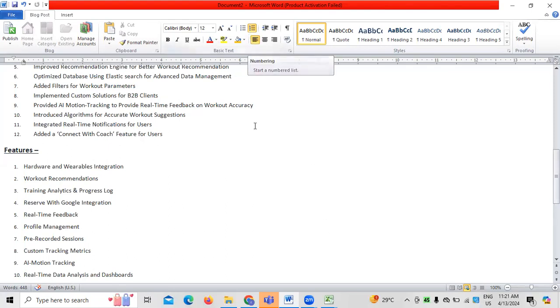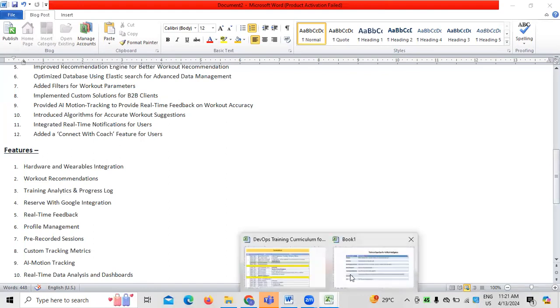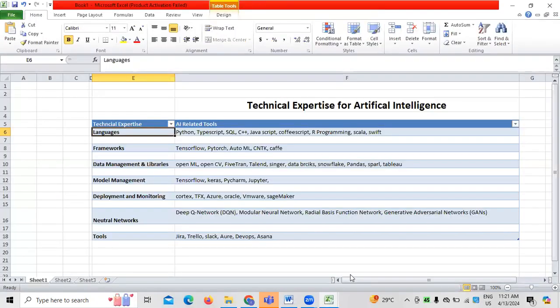Now, from the context of artificial intelligence integration in the implementation part, there are different languages and technologies that come into the picture. I don't say that we use everything in real time, because somebody may be using Python as a programming language, somebody may be using Swift, or somebody may be using a statistical programming language called R. At the same time, when it comes to frameworks, somebody may be using PySpark, PyTorch, AutoML, TensorFlow, right? Different libraries like Pandas, Seaborn, Databricks. So we use different data management tools and libraries.